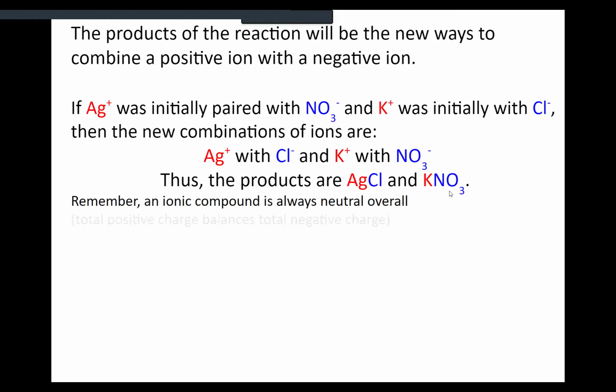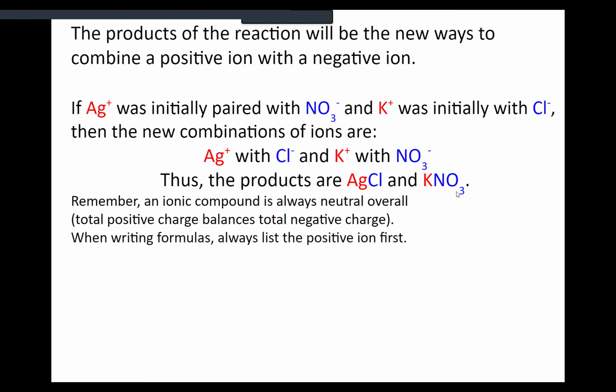Remember, an ionic compound is neutral overall. The total positive charge has to cancel out the total negative charge. That's why one atom each of Ag and Cl makes a neutral compound, because the size of their charges are both 1. And similarly with K and NO3, the K is a +1, the NO3 is a -1, so one ion of potassium cancels out the charge of one nitrate ion.